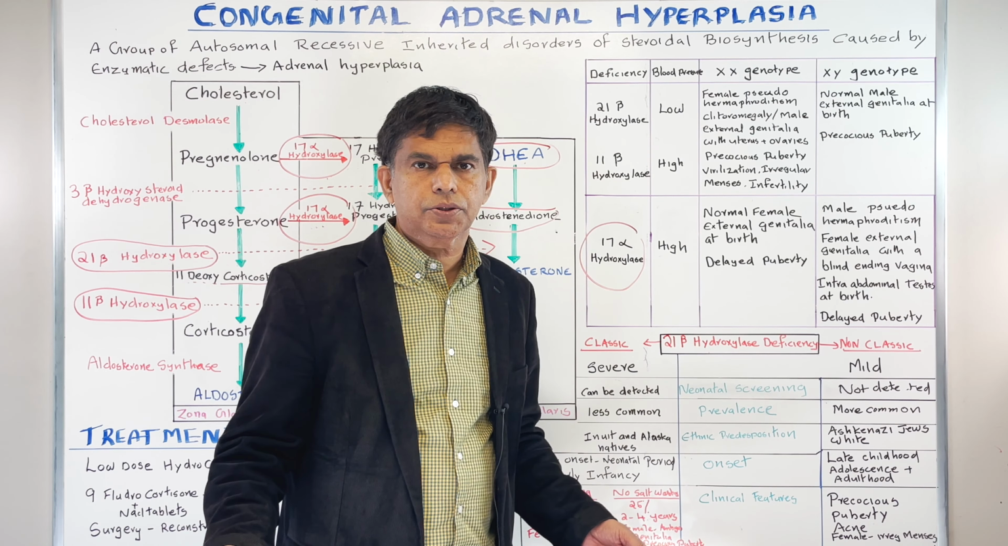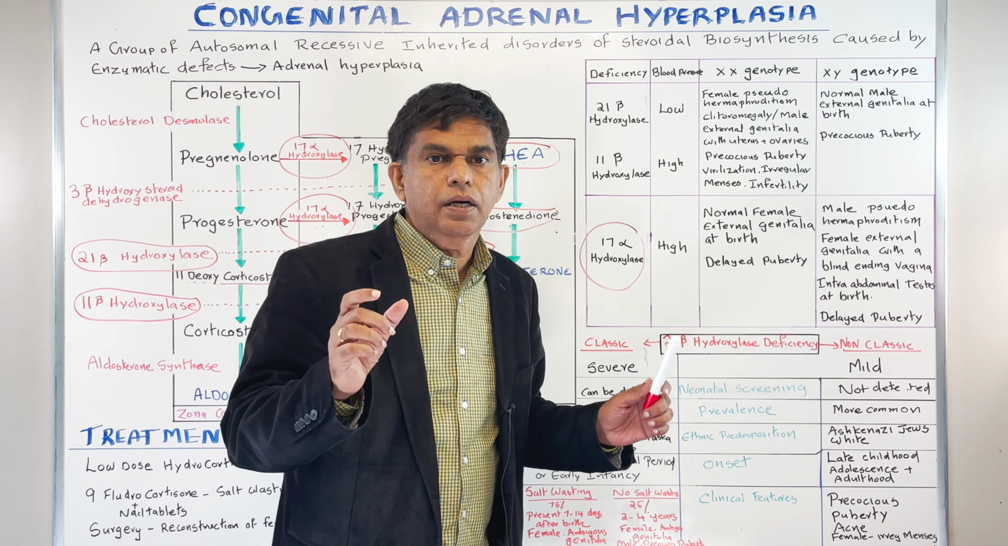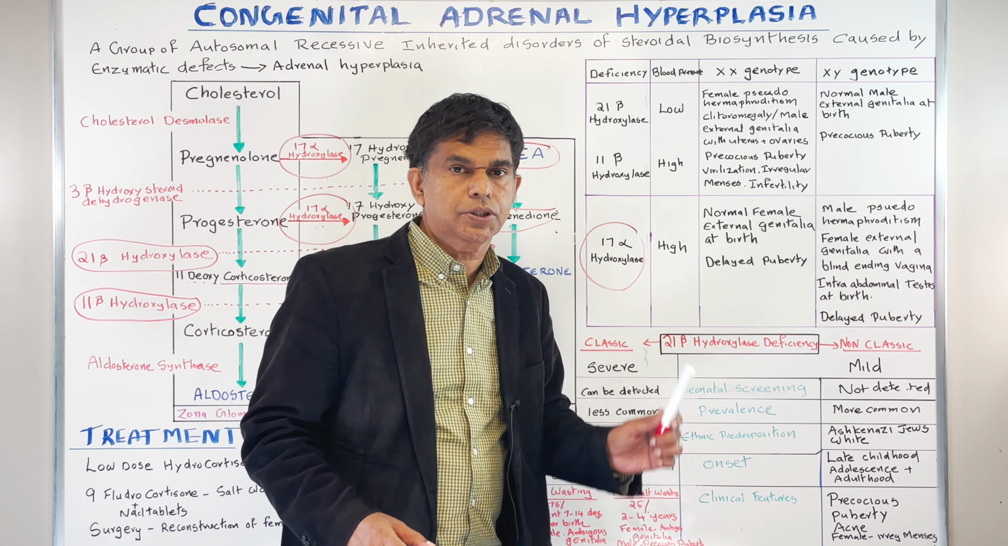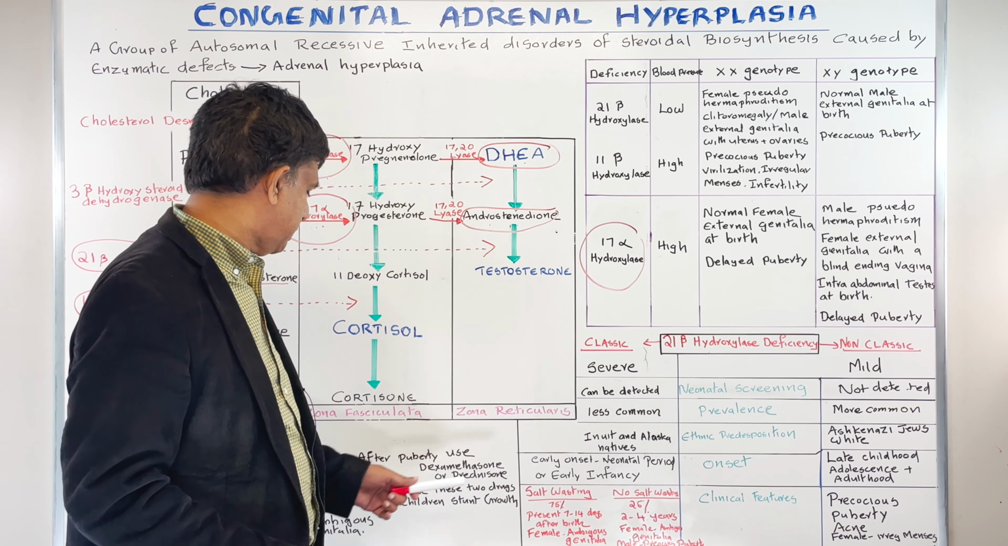There's going to be stunted growth. So don't use these 2 drugs early. Just use low dose steroid or low dose hydrocortisone in children. That is in the treatment, but in the adult, you can use dexamethasone or prednisone.